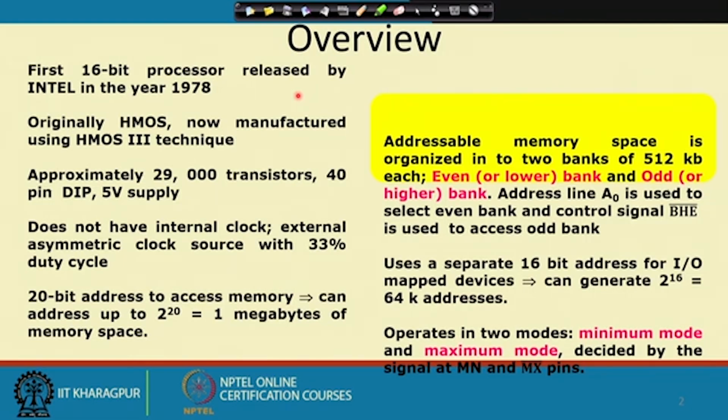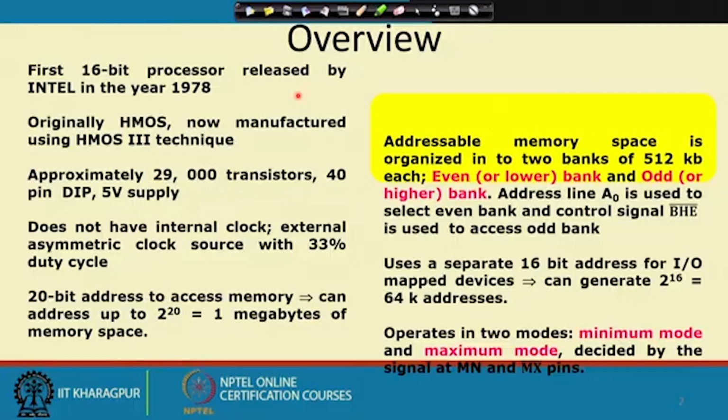There is a separate 16-bit address for IO mapped devices, and naturally it can generate 2 power 16, that is 64 kilobyte of addresses. In case of 8085, you remember that the input output instructions had only an 8-bit address, so you could connect only 2 power 8 or 256 devices. But here the address space for the IO is also 16-bit, so you can have 2 power 16 different IO devices connected to the processor. So, total 64K addresses have been dedicated for the IO devices.